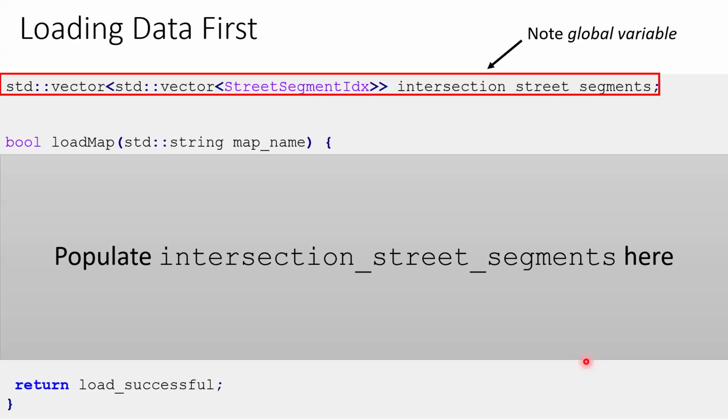But in this case, we use vector, because the intersection IDs are continuous from 0 to number of intersections minus 1. And the output is a vector of street segment indices. So we just do a vector of street segment indices. We set this as a global variable so that we can set it in the load map and use it in the function.